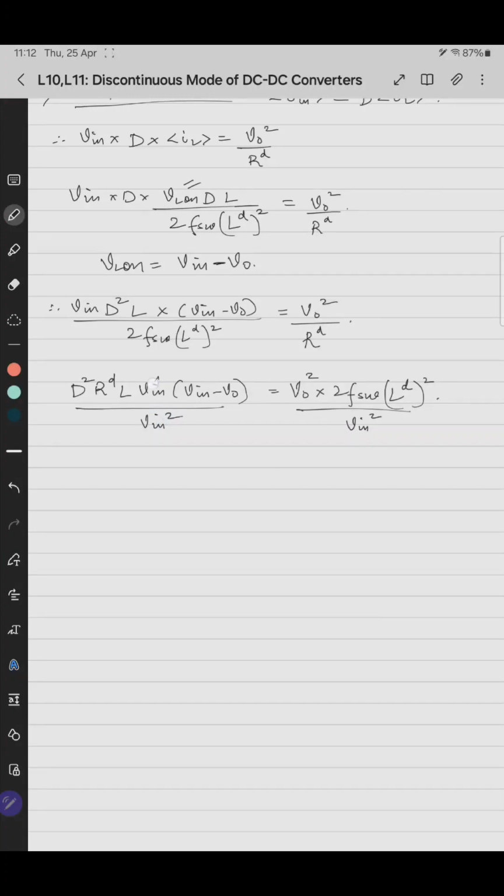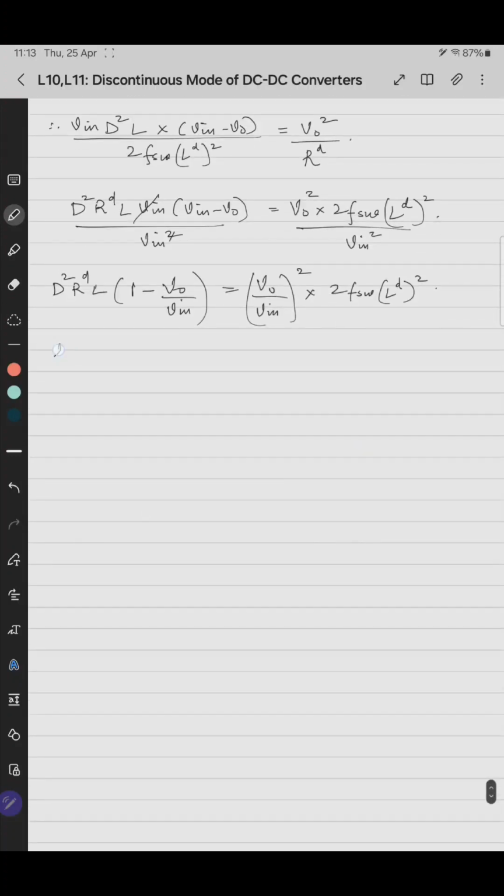So what happens? This and this get cancelled. So it will be D square RDL into what? V in by V in is 1, minus V naught by V in, equals V naught by V in whole square into 2F switching LD square. So let V naught by V in be M of D for D.